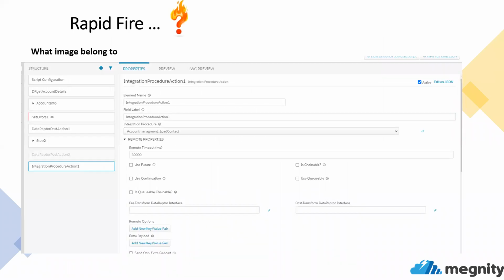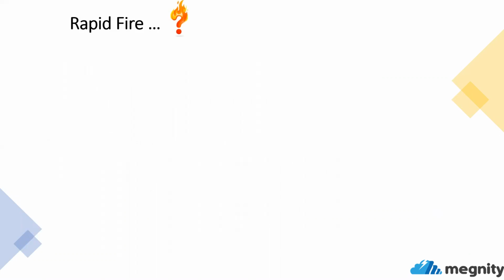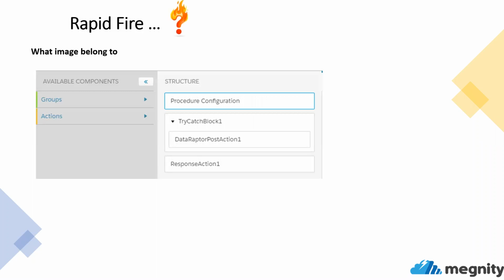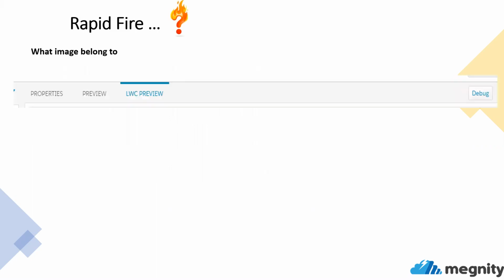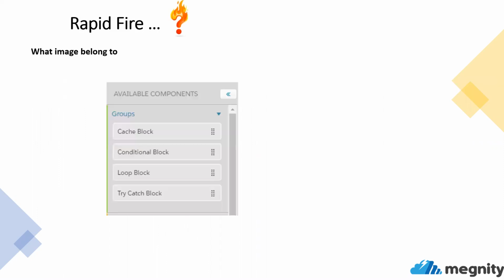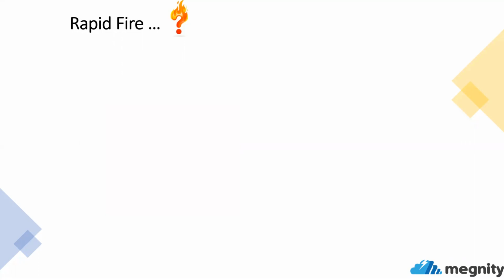What does this image belong to? OmniScript? Operation procedure, IP. What is the difference between IP and OmniScript here? The icon, the lightning icon. Good.